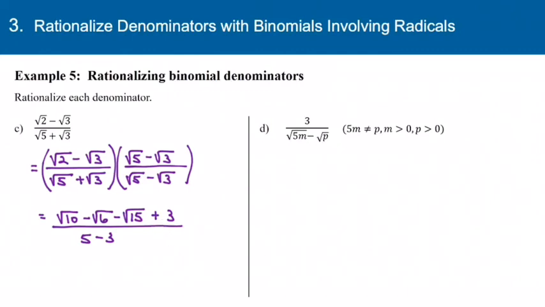So I'm going to put 3 plus square root of 10 minus square root of 6 minus square root of 15. None of those can be reduced or combined. And then in the denominator, 5 minus 3 is 2. And so this answer is fully simplified.